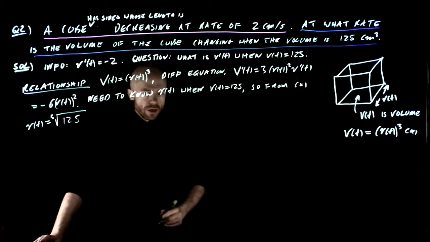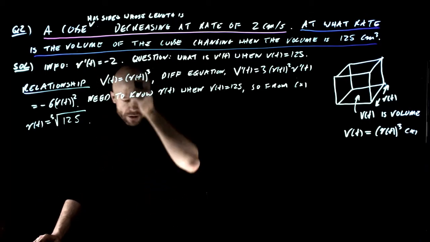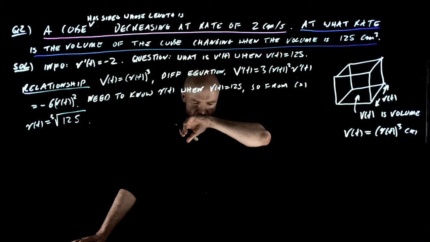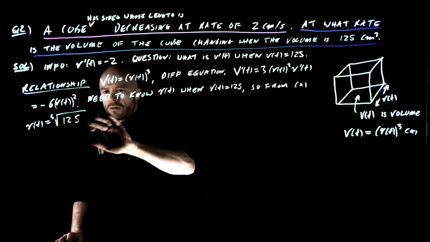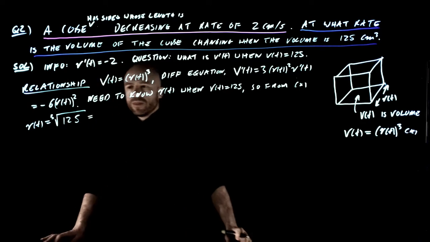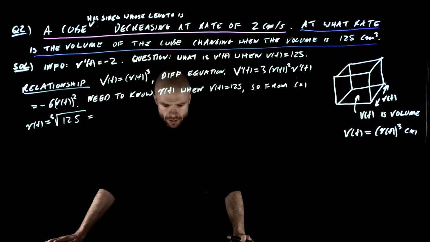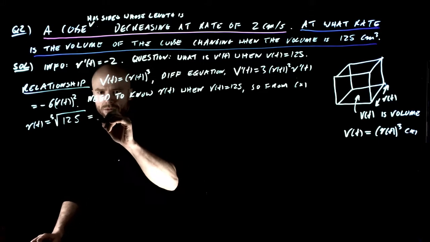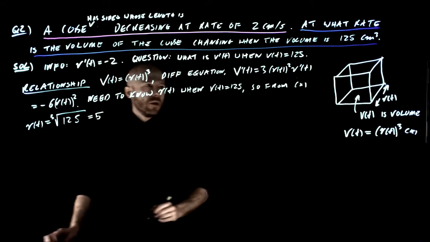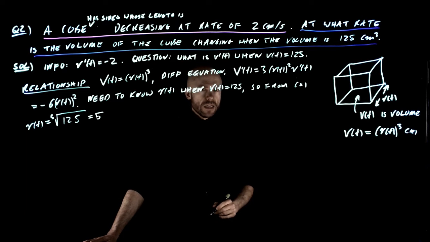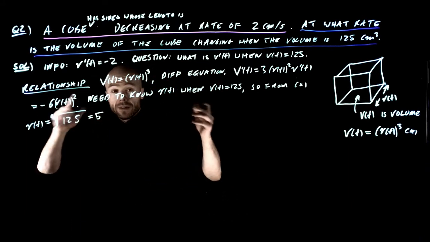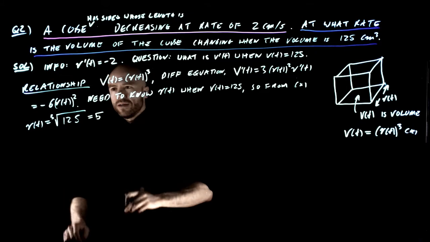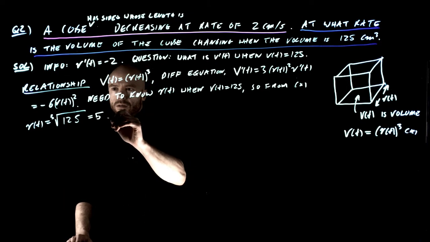Okay, so what is the third root of 125? What's the third root of 125? It's just going to be 5, right? Because 5 times 5 is 25, and then times 5 again, it's 125. So this is just 5. Cool. So we now know that r of t is just 5 at this instant of time that we're interested in. We can just plug directly 5 into this, right?